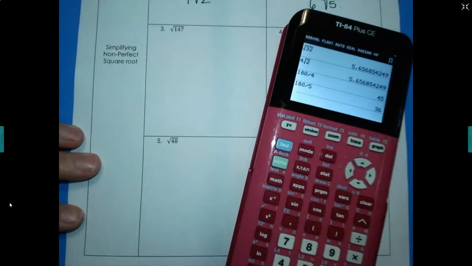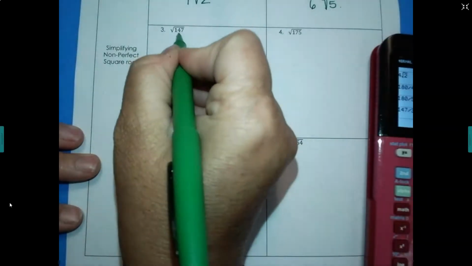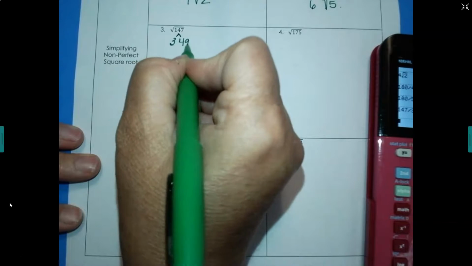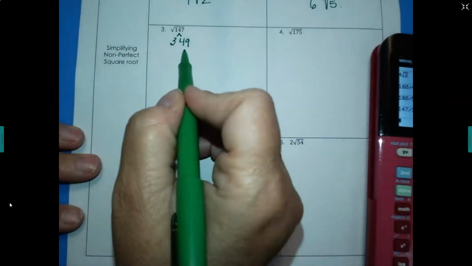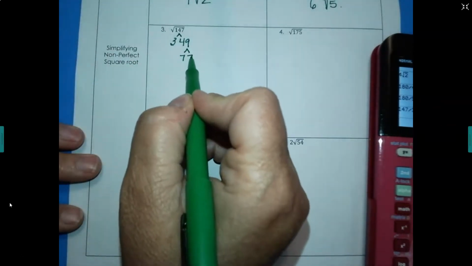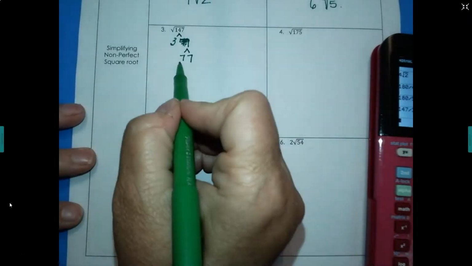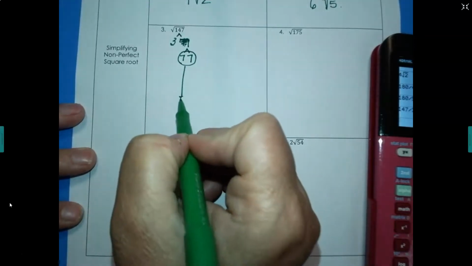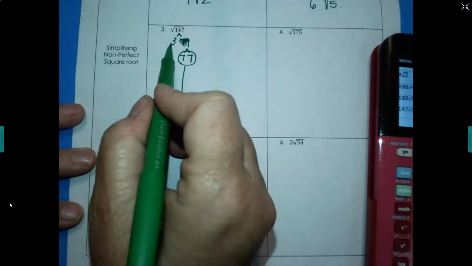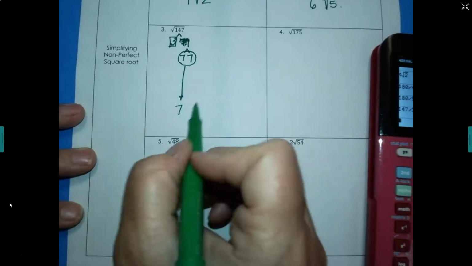Square root of 147. I don't know what goes into 147. It's not even, so it's not 2, so I'm going to try a 3. 147 divided by 3 goes in 49 times. That works. 3 times 49. Okay, 3 is prime. It's not going to go any further, but 49 gets broken down. We just rewrote it as 7 times 7. I have a pair of 7s. That means a 7 is going to come outside of the radical. Unpaired numbers are left under the radical.